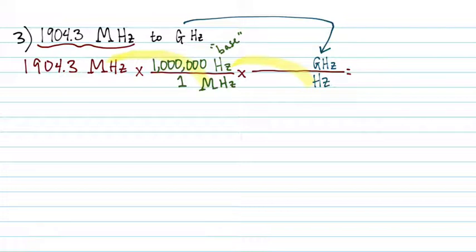Okay, we got to apply the same idea with gigahertz and hertz. Callie, what would the relationship between gigahertz and hertz be? 1 gigahertz. Okay. 1 gigahertz is 1 billion hertz.